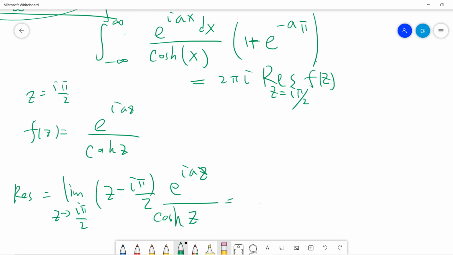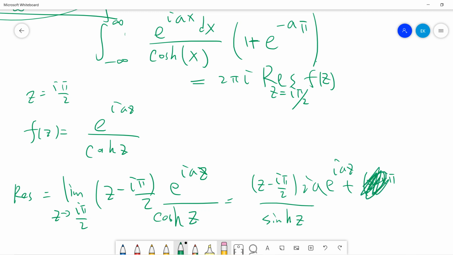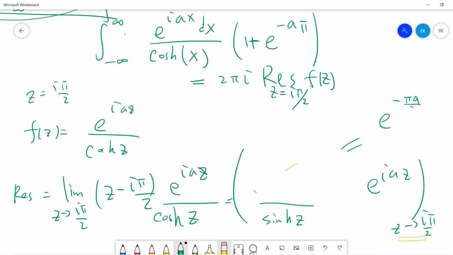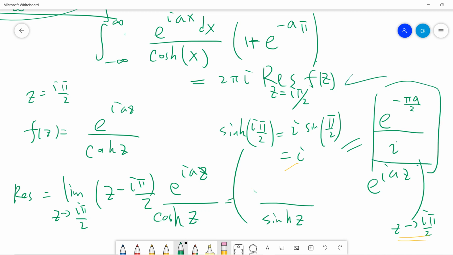So one can use L'Hopital's rule. If you differentiate with respect to z, you get sinh z in the denominator. The numerator's differentiation is ia exponential iaz times z minus i pi divided by 2, plus the differentiation of this one, which gives exponential iaz. Then plug z approaching i pi divided by 2. If you plug this in, this term will cancel because it is 0, right? So plugging in z equals i pi divided by 2, you get exponential minus pi a divided by 2, and then divided by sinh of i pi divided by 2, which is i sine pi divided by 2, which is i, right? So plug this in here.